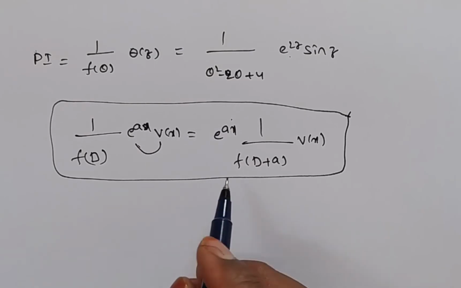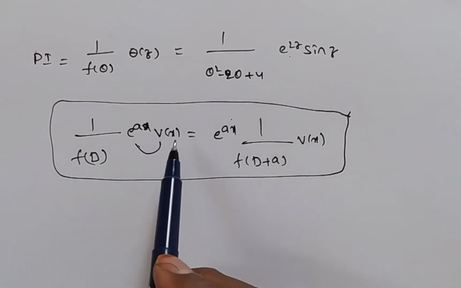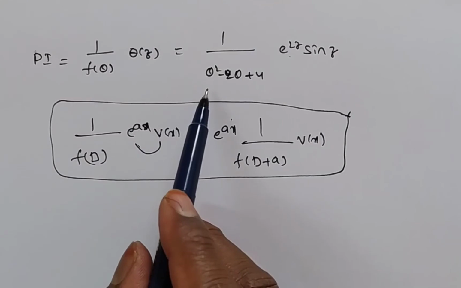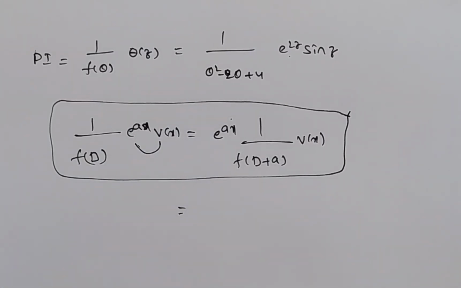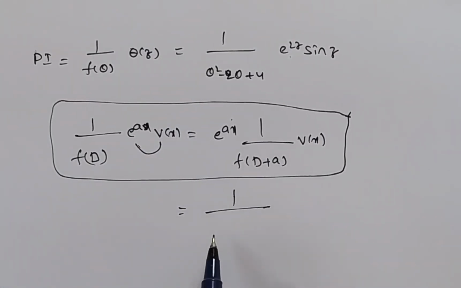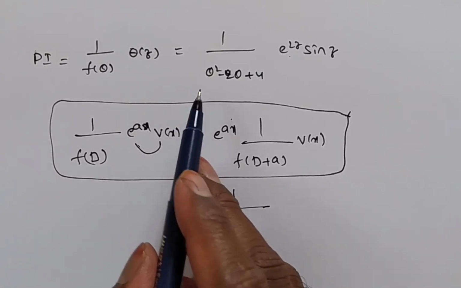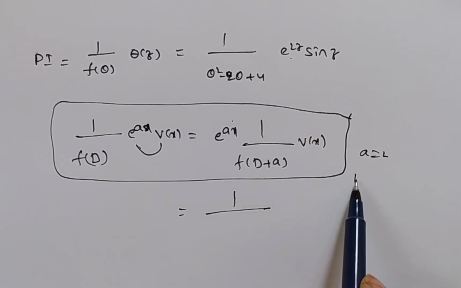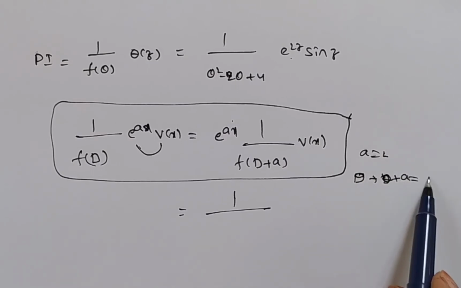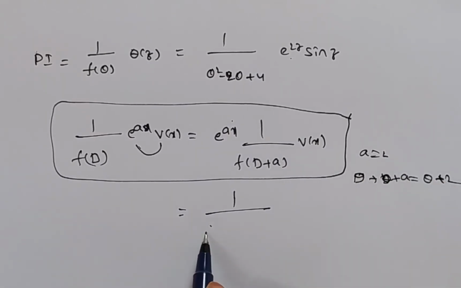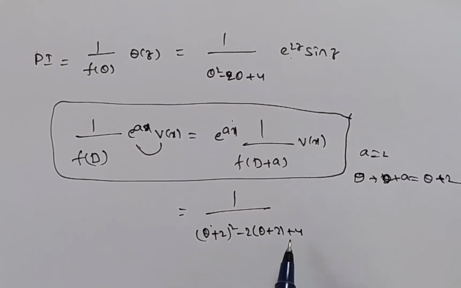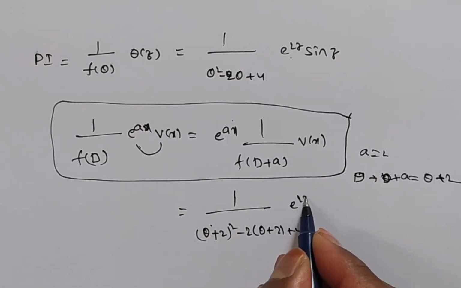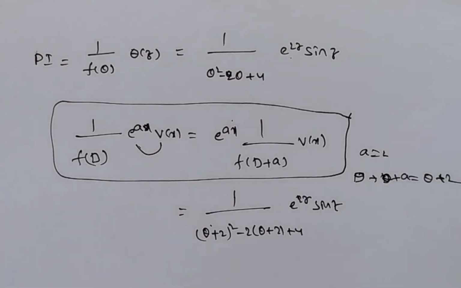Okay, now in place of x we have z, in place of v of x we have sin z, and in place of D we have theta. Everything else remains the same. So in this case, this is e power az form, where a is equal to 2. So in place of theta we have to write theta plus a, that is theta plus 2. Now 1 by (theta plus 2) whole square minus 2 times (theta plus 2) plus 4 into e to the power of 2z into sin z.